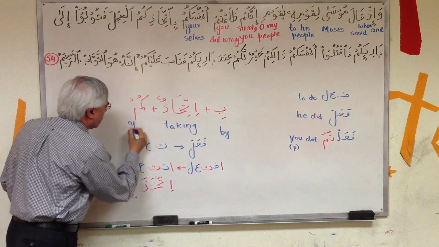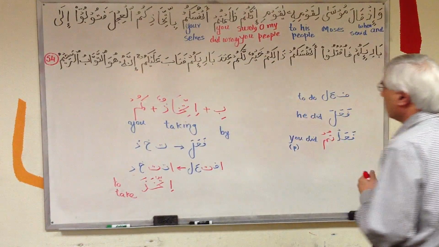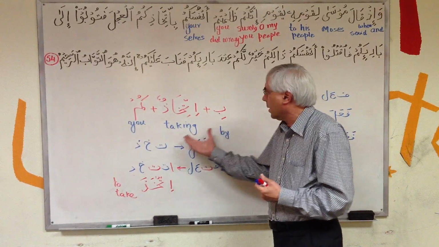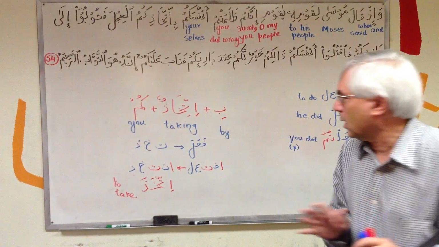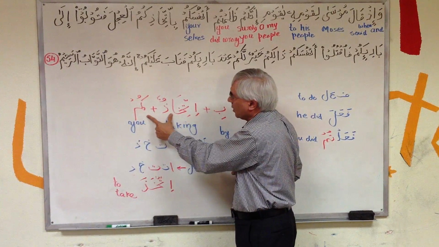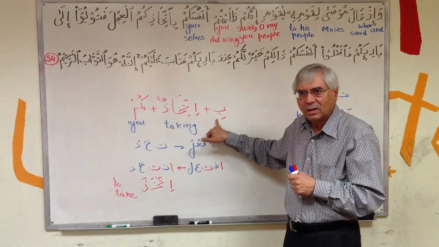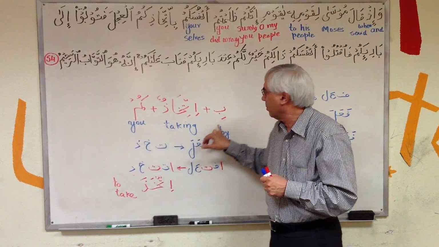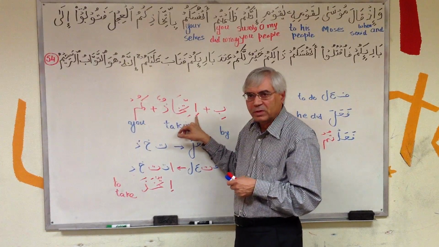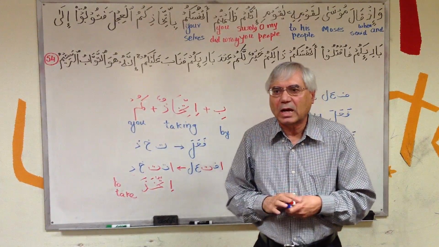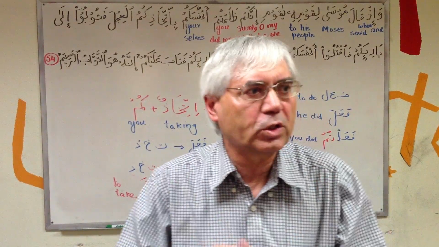Okay? And kum means you. Okay, so now we have three words. The meaning is you by taking. Okay, you by taking something. So when you combine ittikhazun and kum, one dhumma goes away. It becomes ittikhazu. And B is a harf jar. It will change dhumma to kasra. It will become ittikhazi. Then that's what the word is in the Quran. When you combine this, alif is not spoken. So it becomes bittikhazikum. By your taking, by you taking it, or by your choosing, or by your adopting.